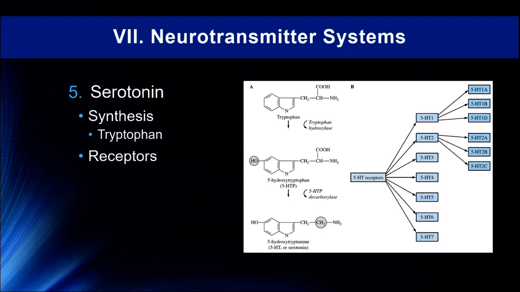There are a variety of different receptors you can actually see. There are seven different main categories of 5-HT receptors, including three subtypes of 5-HT1 and three subtypes of 5-HT2. They are all ionotropic.